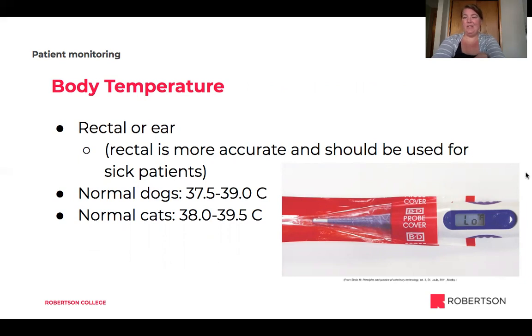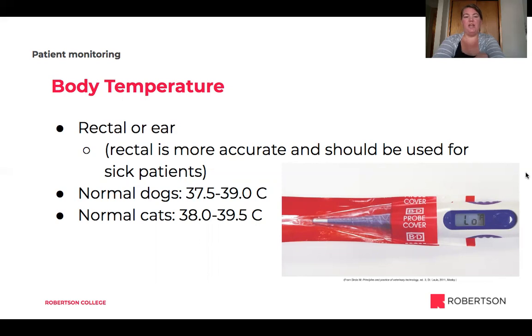That being said, ear thermometers are not as accurate. A rectal temperature is going to be the most accurate temperature. And if we do have a sick patient, that is the temperature that we are going to want to take and record. The thermometer shown here is a rectal thermometer. It's just lubed up and then inserted into the anus until it starts to beep. And then you know that that is the correct temperature.